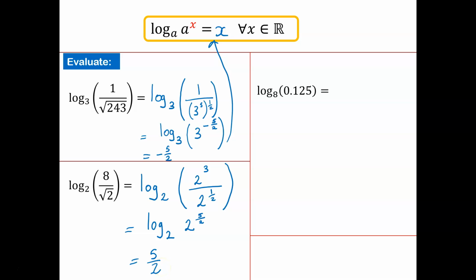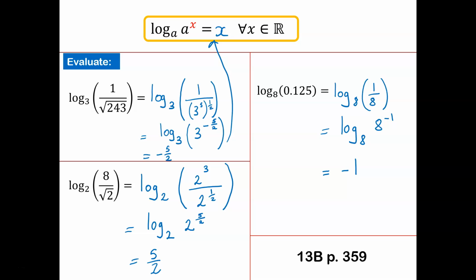Next one. Decimal. Not very nice. But since the base is 8, that should make us think, can I write this as a fraction, something to do with 8 in it? And yes, we can. And that is simply equal to 1 over 8. Another way to write 1 over 8 is 8 to the power of negative 1. What's that equal to then? Simply negative 1.